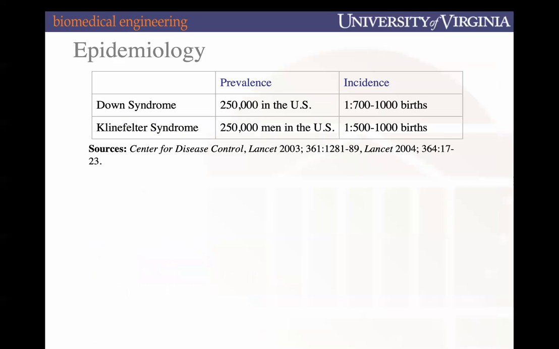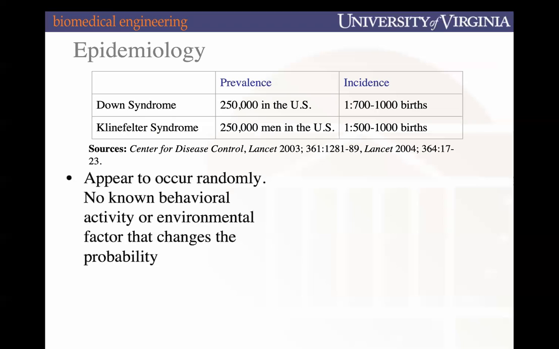What's important to note here is that the epidemiology and incidence are both fairly similar. The current prevalence rate for both is about 250,000 in the U.S. alone. Klinefelter being a male infertility disease, it's 250,000 men in the U.S. And the incidence rates are, again, pretty similar. Both appear to occur randomly. There are no known behavioral activities or environmental factors that seem to cause it.